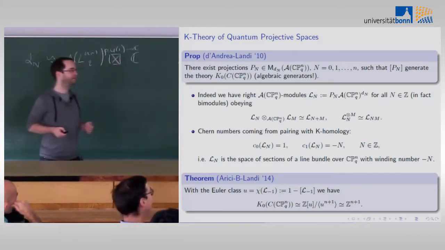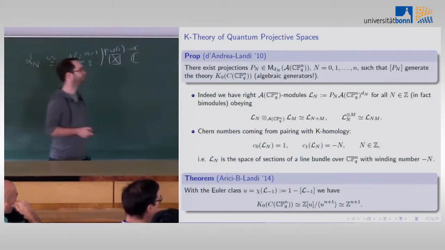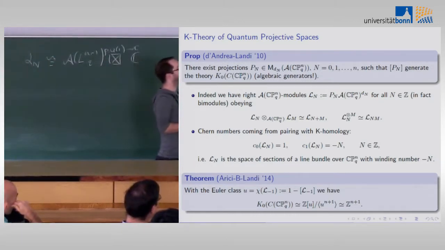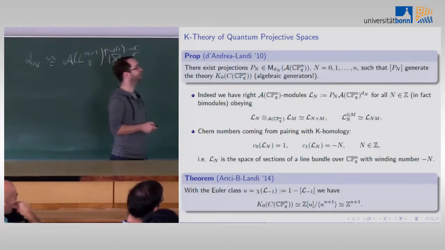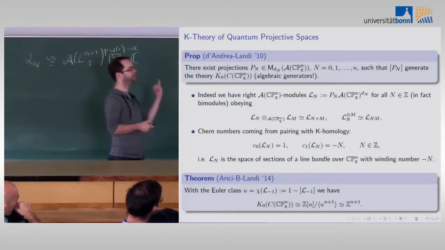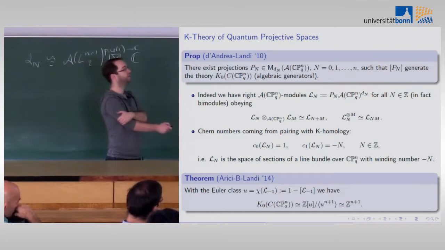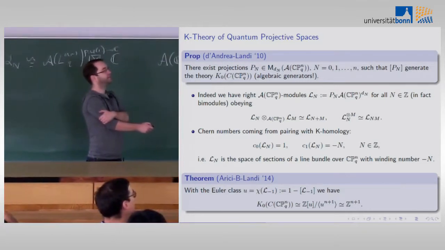I will hopefully say a little bit about those later. So with these modules, with these bimodules, you compare them with K-homology. This is again something that Francesca and Giovanni did. And you find that the Chern number, the C0, pairing with the 0th class, the trivial class in K-homology, gives you the answer 1.